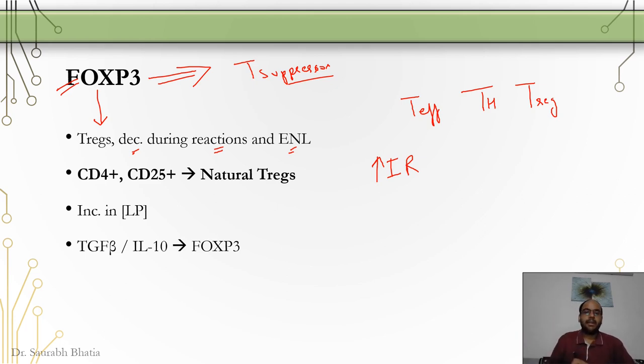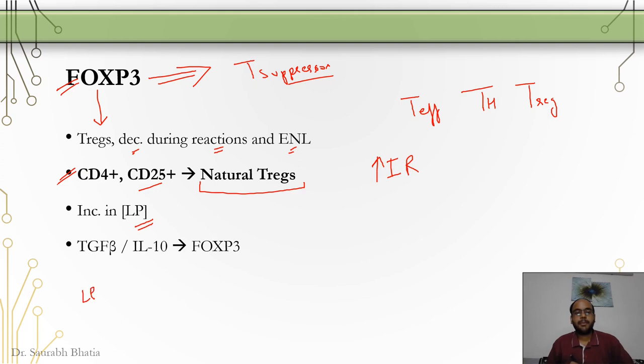Clear? Now natural Tregs. Natural Tregs are those Tregs which regulate the immune response in the absence of a pathogen, or just the natural functioning of immunity. So when you want to activate the immunity, there are so many cytokines. When you want to suppress or regulate the immunity, you have majorly T regulatory cells. Natural T regulatory cells are CD4 positive and CD25 positive. Now this is increased in lepromatous pole.